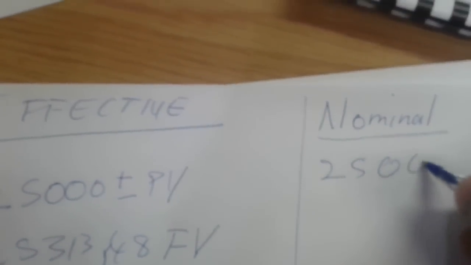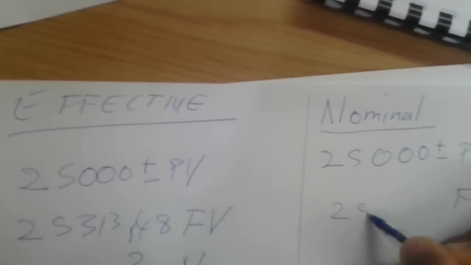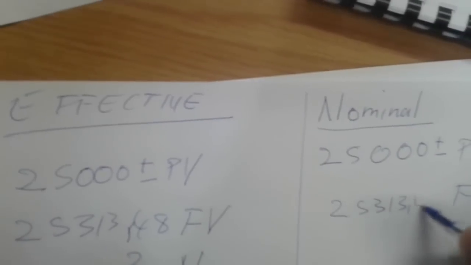Now let's go to 2. Calculate the interest earned by the investment at the end of month 16. Now for this one, you need to know this. We first of all need to compute the nominal rate. Remember, we are not given the nominal rate. We must know this rate. So that's the first step. 25,000 plus minus PV. Then your FV is still the same, 25,313.48.